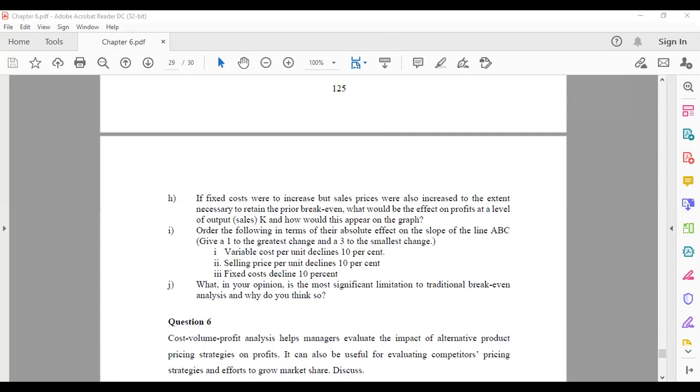And give me the rank as well. So from the greatest impact to the lowest impact.